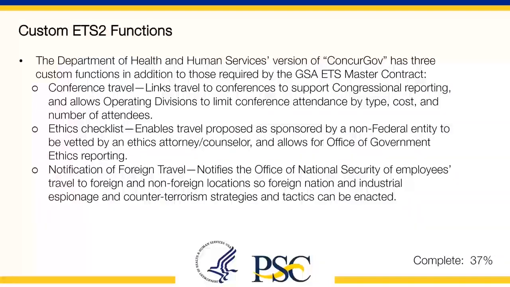Ethics Checklist enables travel proposed as sponsored by a non-federal entity to be vetted by an ethics attorney/counselor, and allows for Office of Government Ethics reporting. Notification of foreign travel notifies the Office of National Security of employees' travel to foreign and non-foreign locations so foreign nation and industrial espionage and counterterrorism strategies and tactics can be enacted.